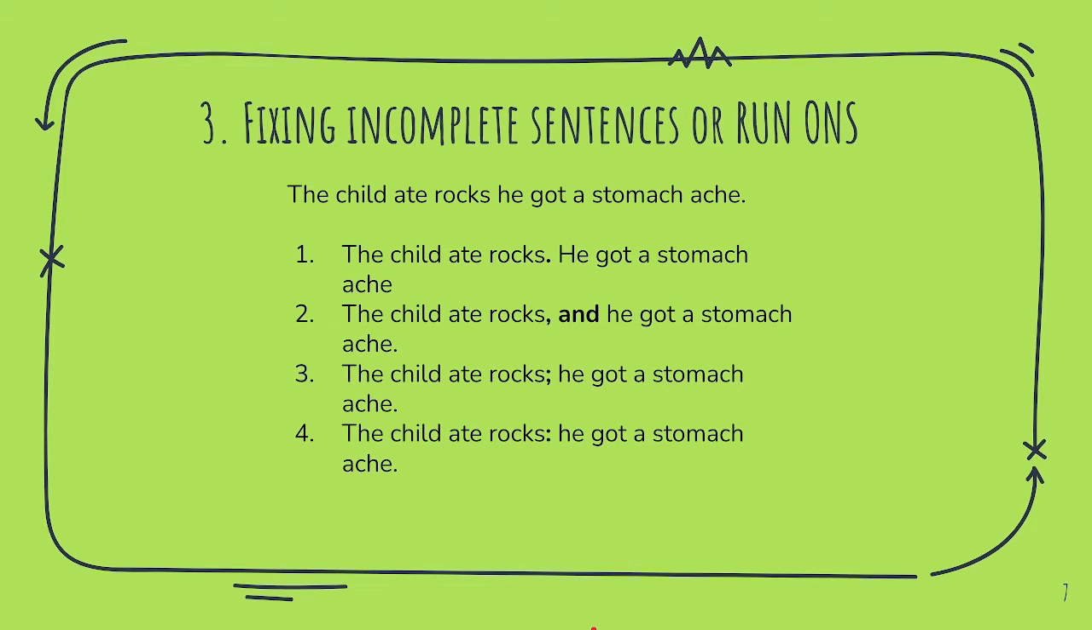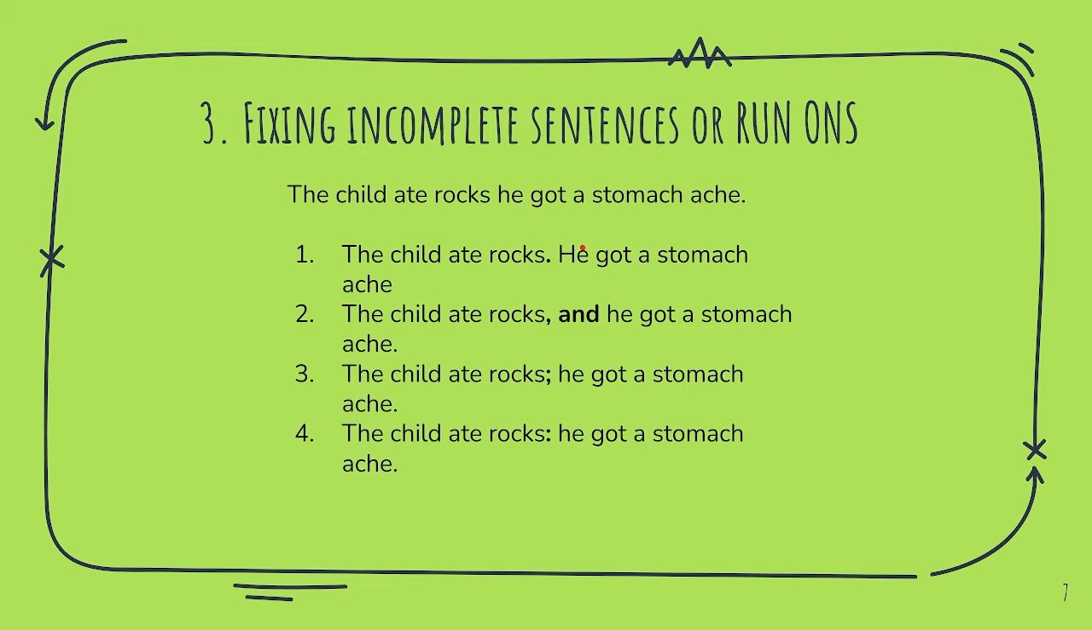Number 3, fixing incomplete sentences or run-ons. Incomplete sentences are when you're missing a subject, a verb, or both. Run-ons are when you have two complete sentences and they're not separated by punctuation. In this example, the sentence is, the child ate rocks, he got a stomach ache. This is a run-on because there are two complete sentences. The child ate rocks is a sentence, and the other one is, he got a stomach ache, which is another complete sentence.